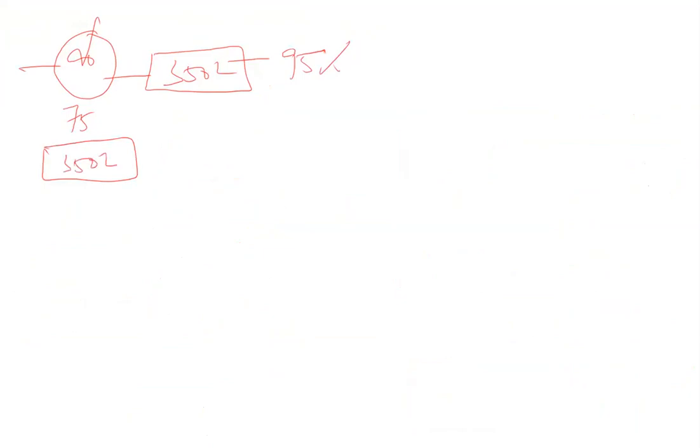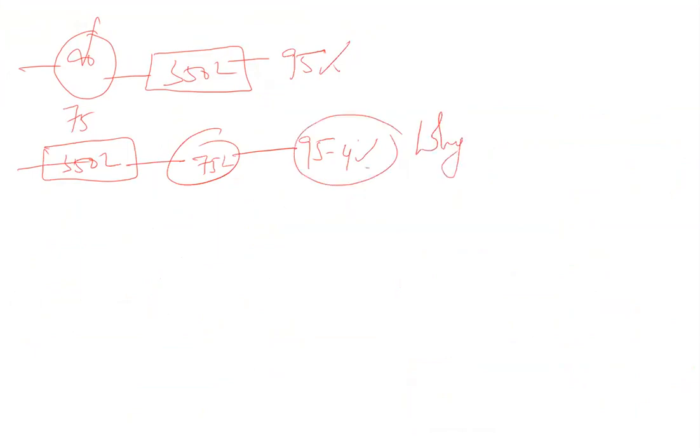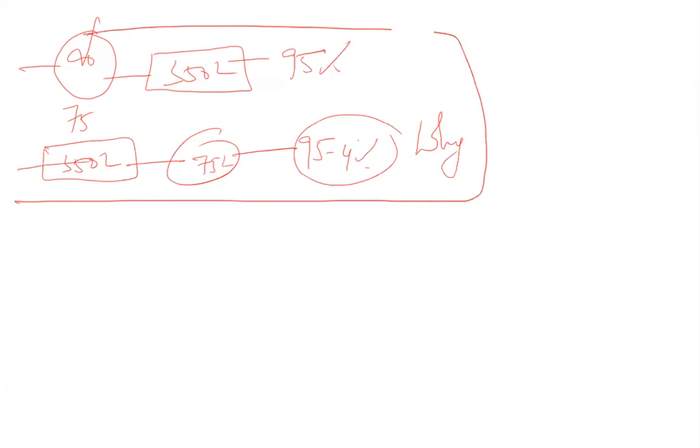Just write a summary here. 75 liters followed by 350 liters, you are getting 95% conversion. 350 liters followed by 75 liters, you are getting 95.4%. What could be the reason? Let's look at the solution.